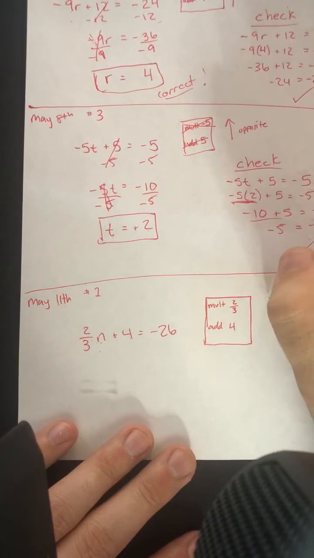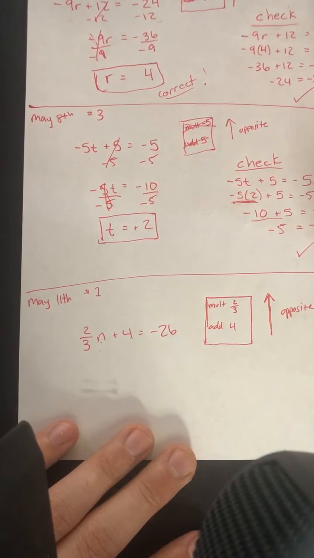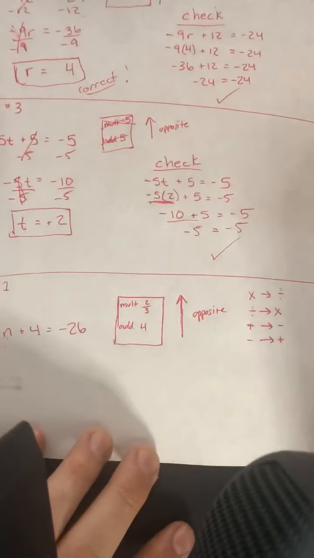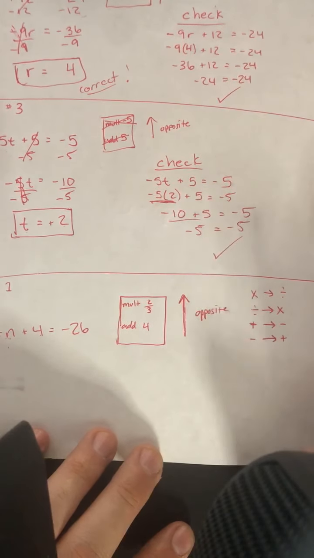And now what we're going to do, in order to undo this and solve this two-step equation, is start from the bottom and work our way up, doing the opposite operations. Which means for multiplying, we're going to divide. Dividing will be multiplication. Addition, you want to subtract, and for subtraction, you do addition. Those are the opposites, guys. Multiplying and dividing are opposites, and adding and subtraction are opposites.